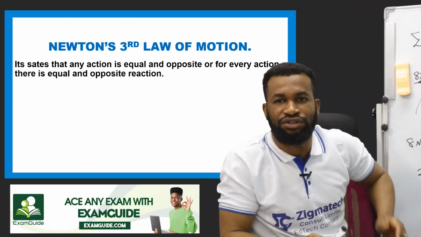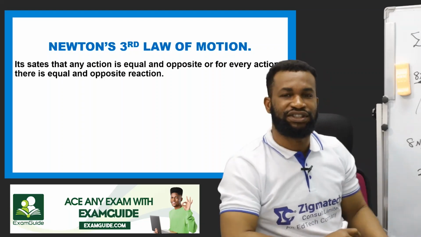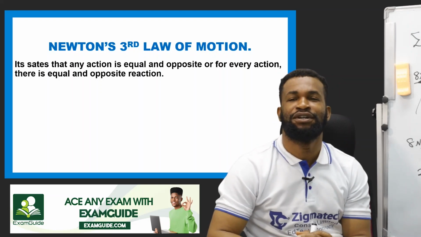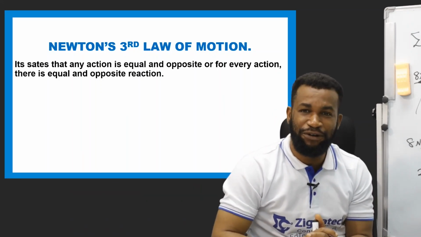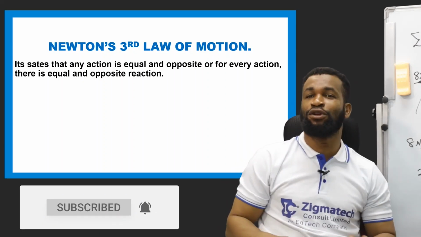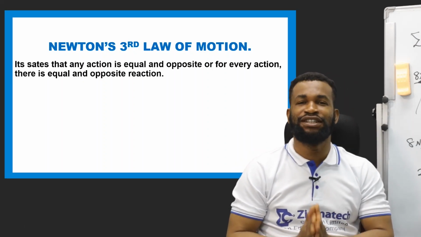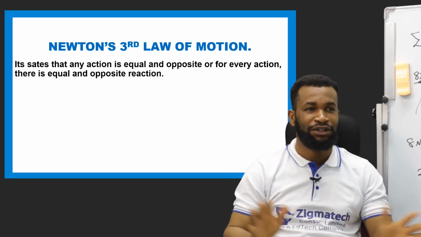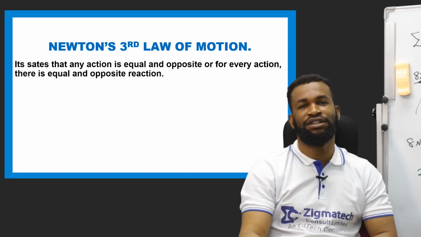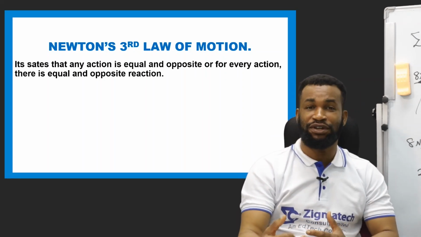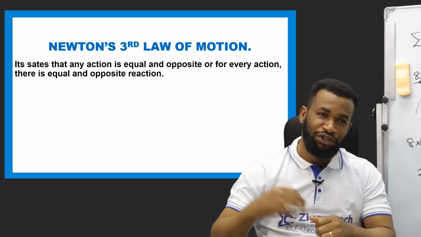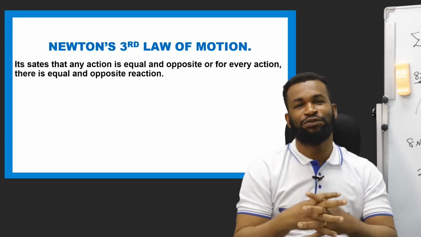Now let's talk about Newton's third law of motion. It says that for every action, there is an equal and opposite reaction. This law is the most effective law I've ever seen in real life, physics, anything you do. Whenever you take an action, there must be an equal and opposite reaction. When you talk to somebody, there must be a reaction. When you hit your head on the wall, you will feel the pain.